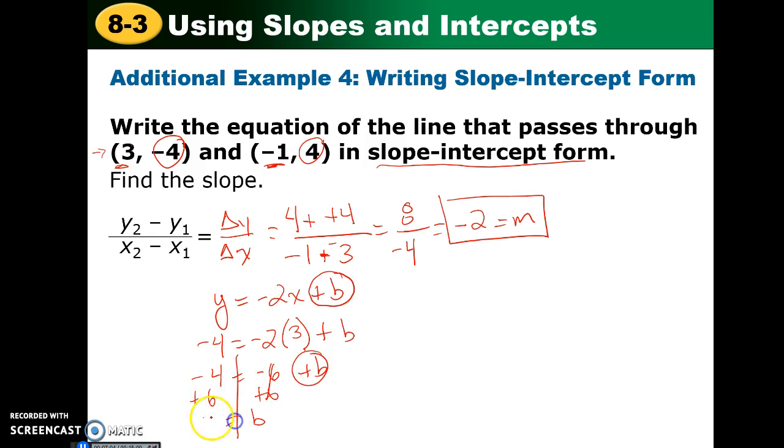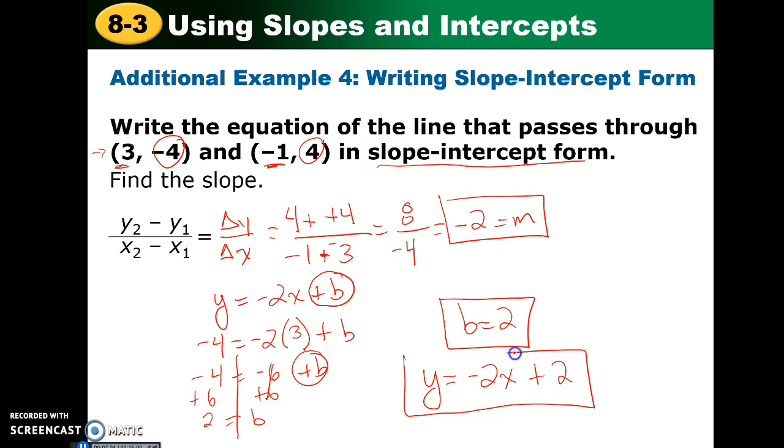my b equals 2. So now I have negative 2 equals m, b equals 2, and I can write a wonderful slope-intercept equation. y equals negative 2, slope, times x plus y-intercept, or b. There's an equation going from 2 points all the way to slope-intercept form by doing a little math magic.